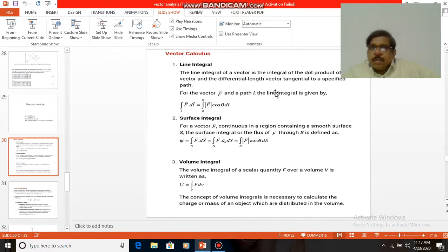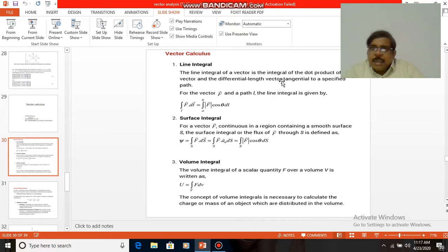What is vector calculus? There are three types of integrals that we have to know. One is the line integral, the second is the surface integral, and the third is the volume integral. What is a line integral?